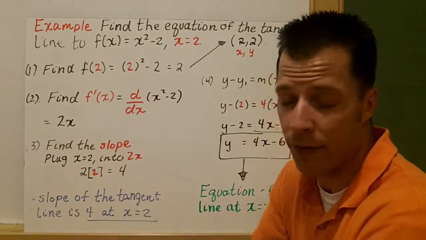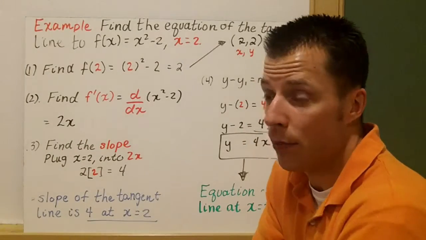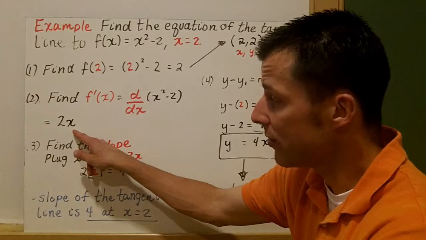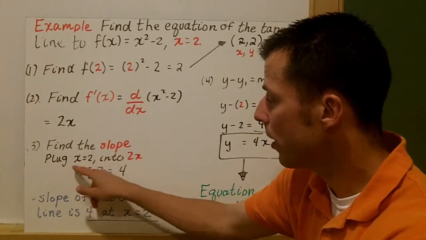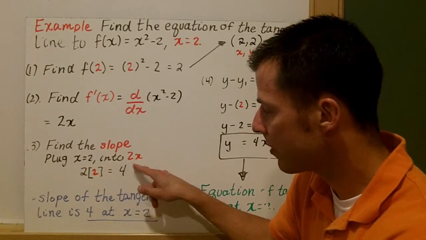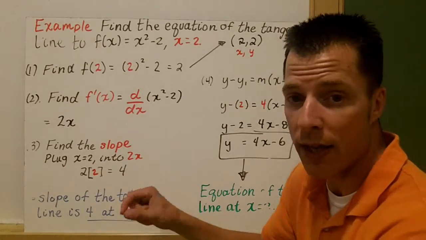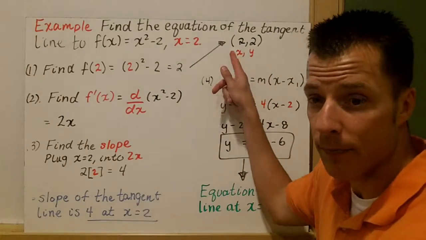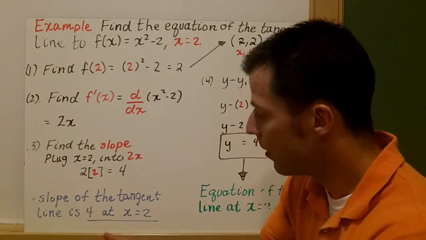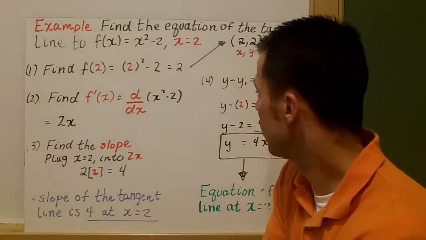We took the derivative of our function. The next step says to plug your x into this answer, and that's going to give us the slope of our line. So find the slope. We plug x equals 2 into 2x. So 2 times 2 is 4. That's the slope of the tangent line at this point. So we have the slope, and it's 4, so now we have to write the equation.